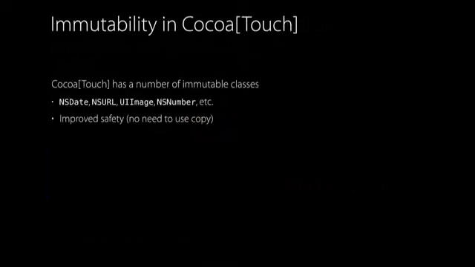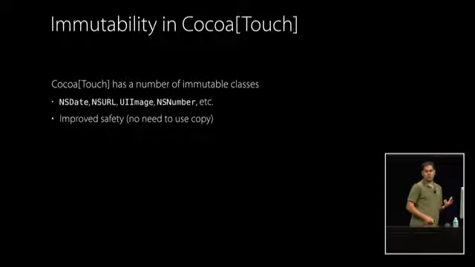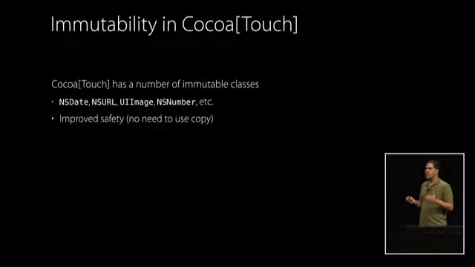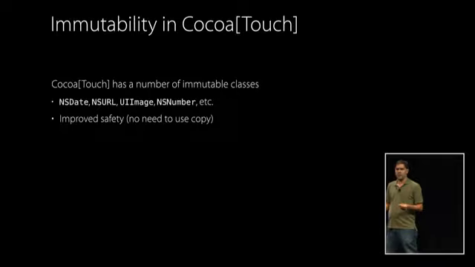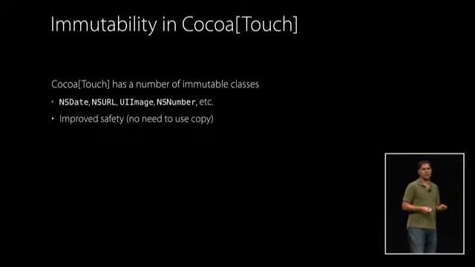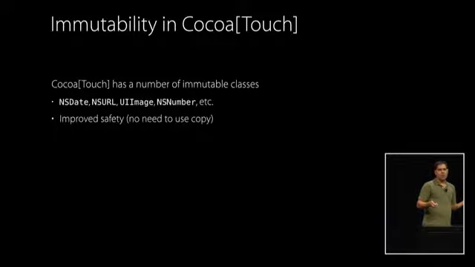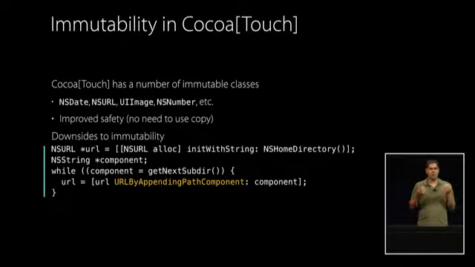Let's bring it back to Cocoa. So you see uses of immutability in the Cocoa Touch frameworks. There's a lot of them. NSDate, UIImage, NSNumber, and so on. These are immutable types. Having these immutable types improves safety. It's a good thing, because you don't have to worry about copying. You don't have to worry about your sharing having unintended side effects. But you also see the downsides there when you work with it.